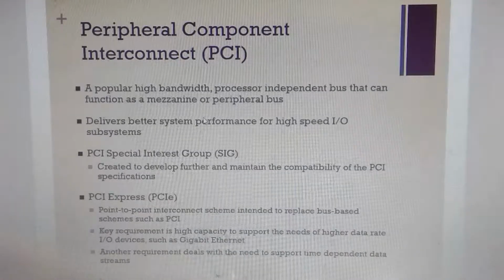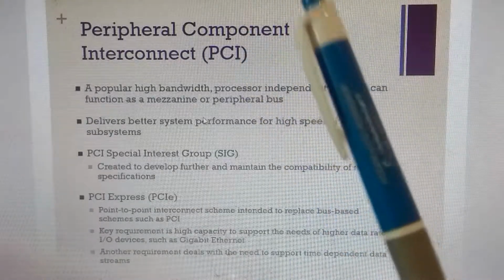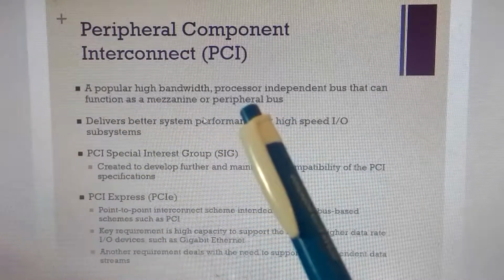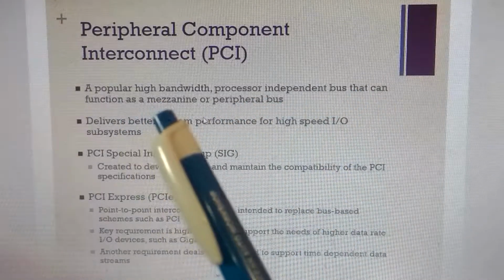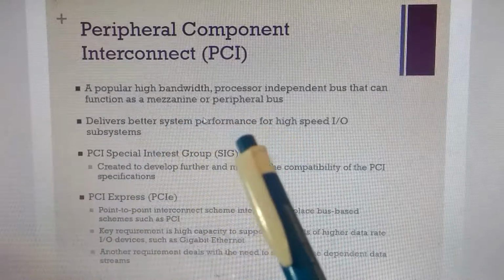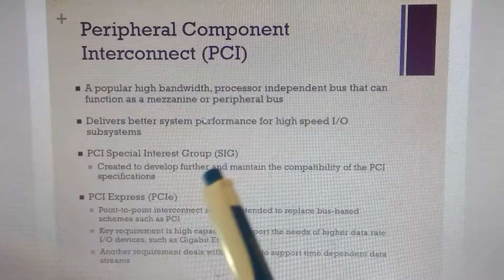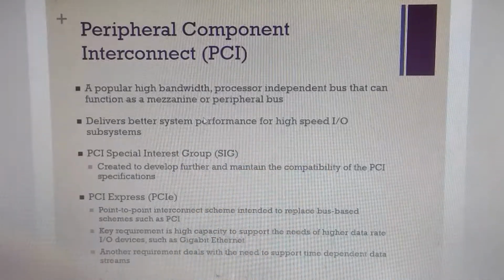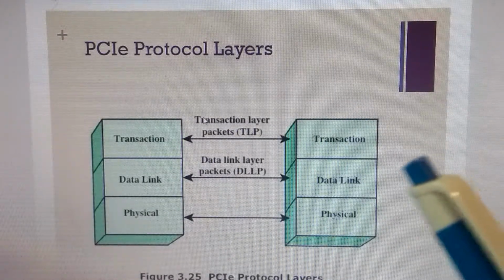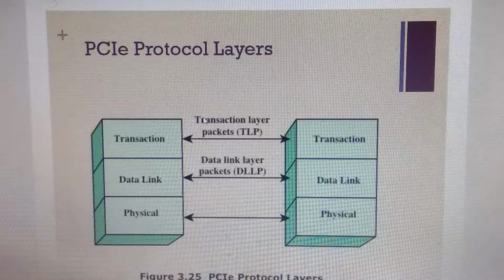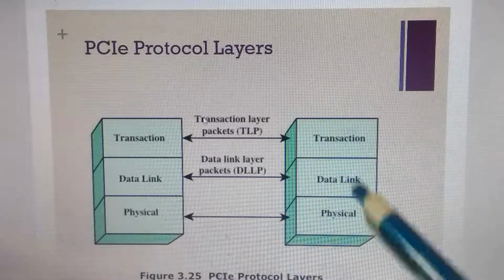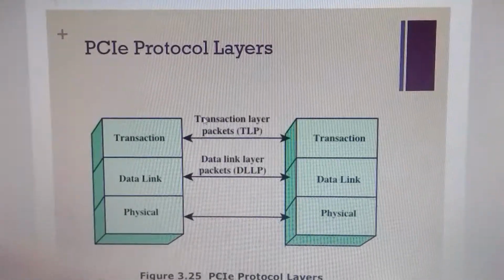And lastly, we look at the Peripheral Component Interconnect, PCI. It is a popular high-bandwidth, processor-independent bus that can function as a mezzanine or peripheral bus. It delivers better system performance for high-speed I/O subsystems. And this diagram shows the protocol layers of the PCI, which contain the physical layer, data link layer, and the transaction layer.